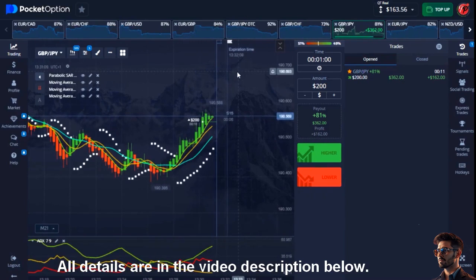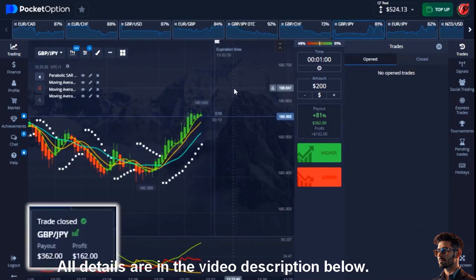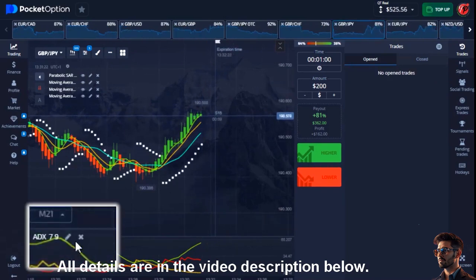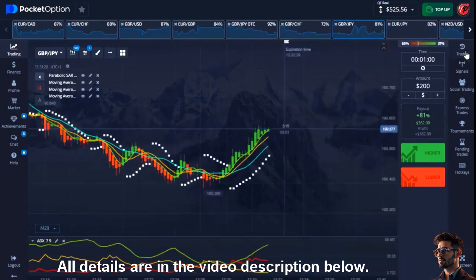All right, if you're a newbie and you're trying this, make sure you try this on a real market first. Do not try it on an OTC. Make sure you try this on a real market, because you're going to find more stability. You can see the money on that, because you're going to find a more stable market when you're using this strategy on a real market. All right, a good one there, guys.